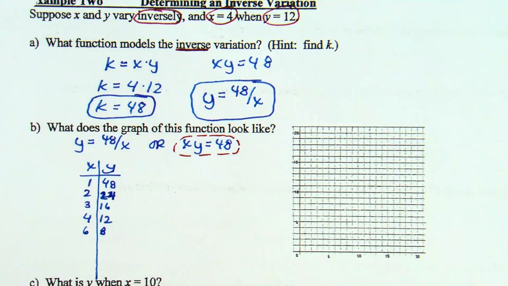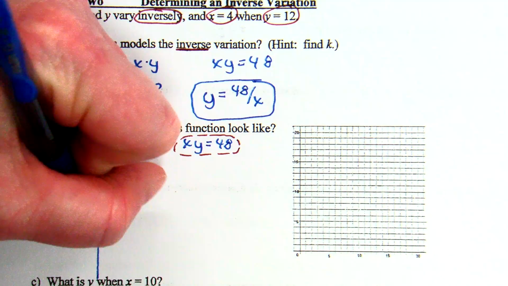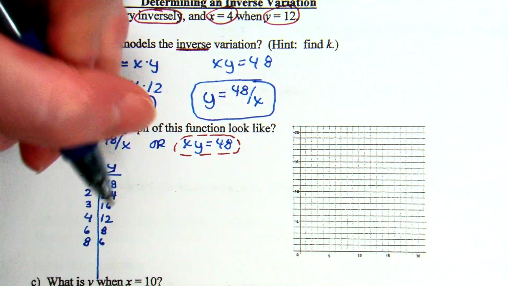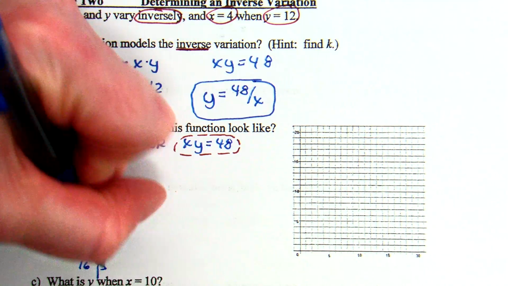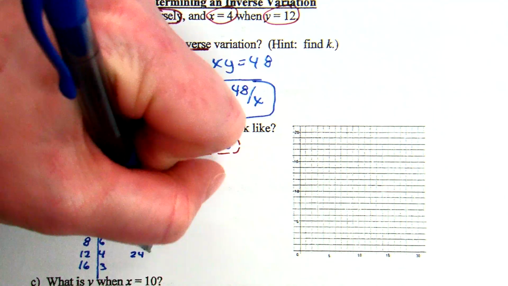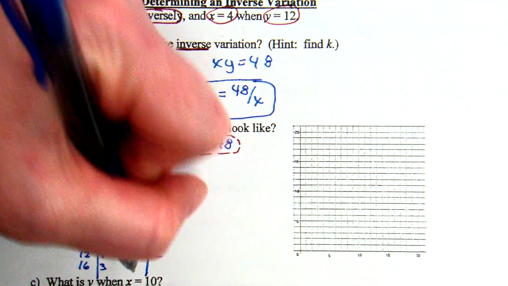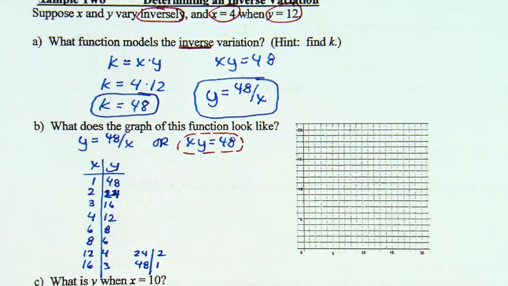Now, reverse all these. Okay. So besides 6 and 8, we also want to think about 8 and 6, 12 and 4, 16 and 3. I'm going to make another mini column over here. 24 and 2, 48 and 1. In all honesty, those technically all graph to form this equation, right?